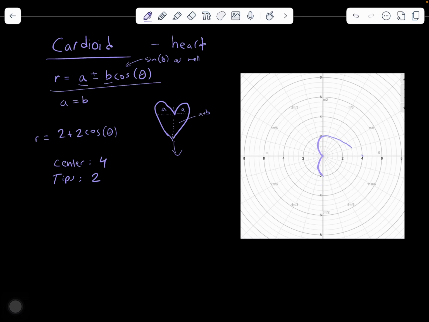So we'll just connect the two like this, and we've completed our cardioid curve.